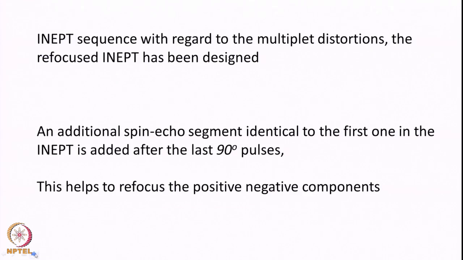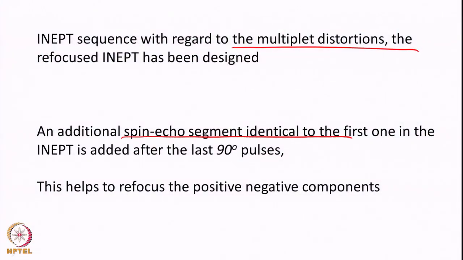To circumvent that, one can do a trick in INEPT, and what we can do, we can add another spin echo sequence. With regard to multiplet distortion, one can design an experiment which is called refocused INEPT. Refocused INEPT means we are adding an extra spin echo sequence to the classical INEPT sequence. This additional spin echo sequence is identical to the first one, and it is added after the last 90 degree pulse, and this helps us in refocusing the positive and negative signal components.